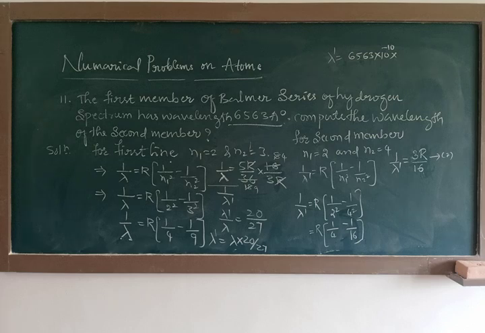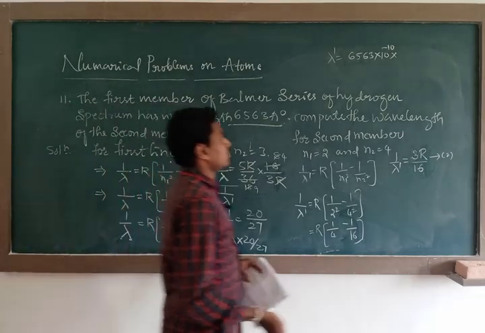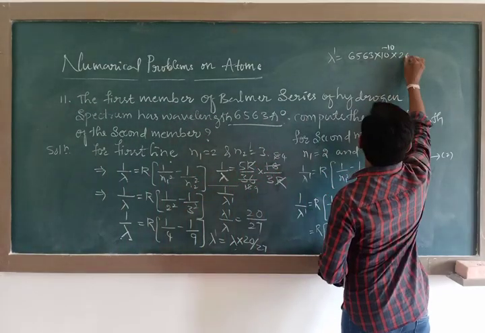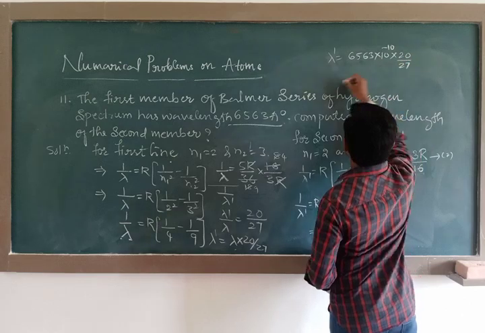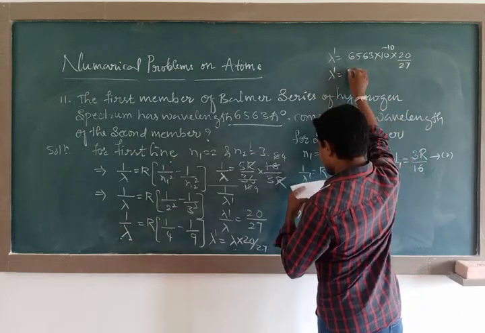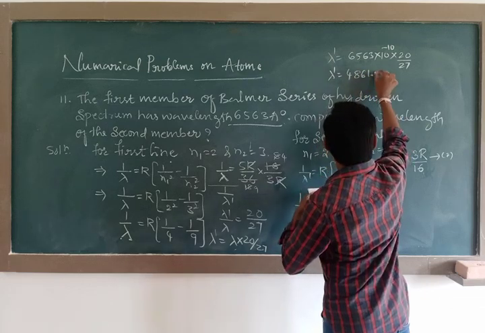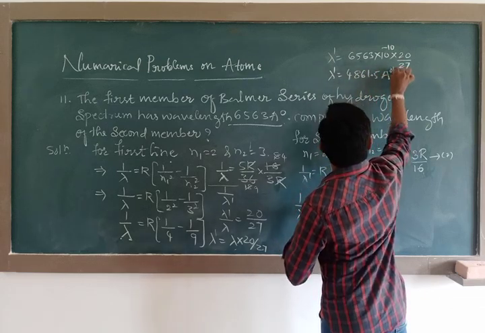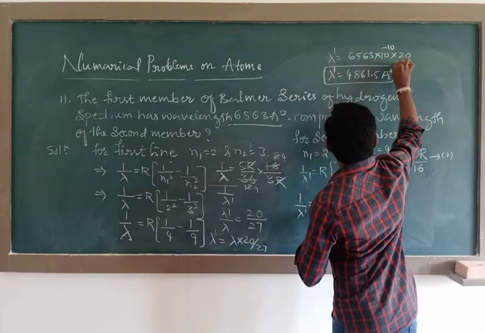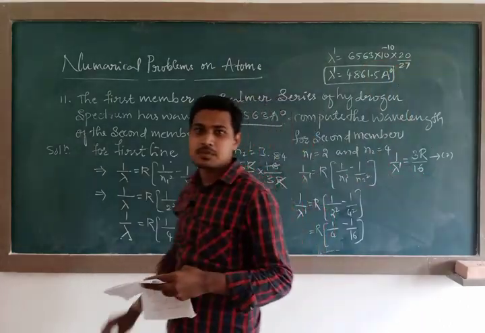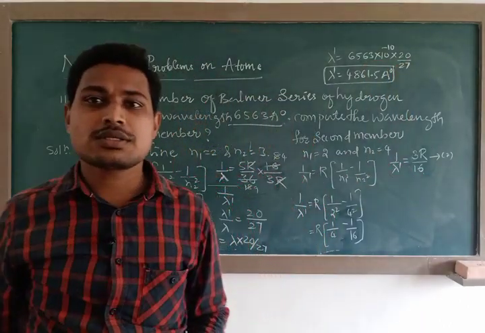It is 4861.5. Is it clear? If you do 6563 into 20 by 27, for lambda dash you are getting 4861.5 angstrom. So you try to solve this numerical.